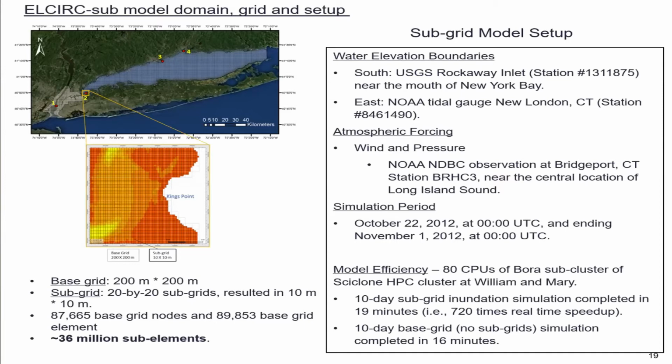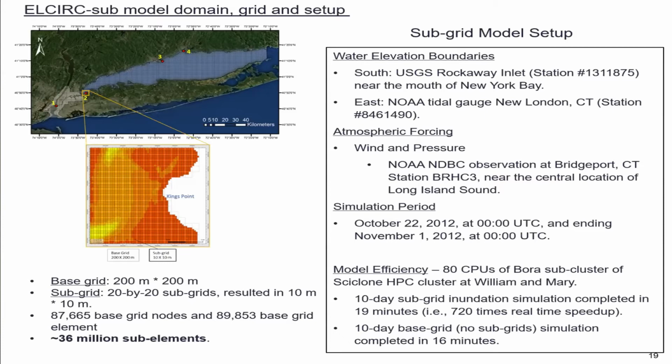So to run this model, similar boundary conditions are needed, south and east, and then atmospheric forcing, and the simulation period starts from October 22nd to November 1st, 2012. And this is again using the HPC resources of 80 cores of a subcluster. And when you simulate a 10-day simulation, it takes 19 minutes.